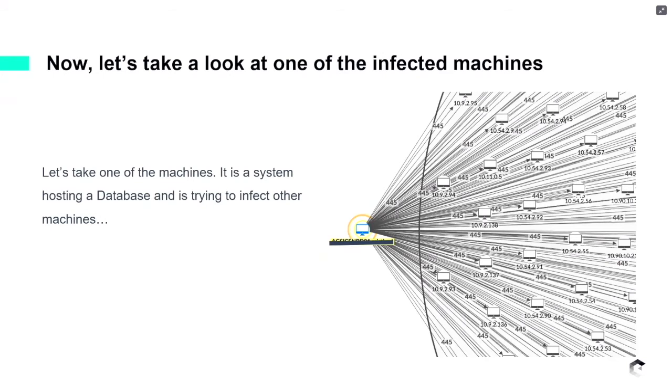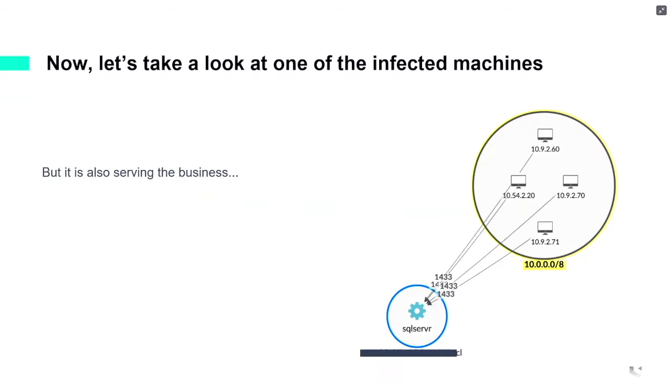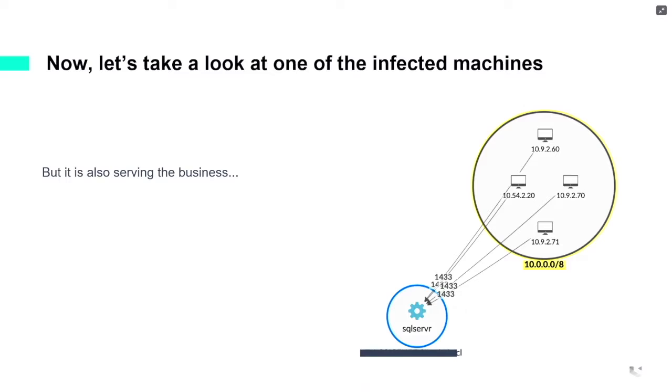So now, if we move to the other side, this is one of the infected machines, and it's actually trying to scan and infect other machines in the network. And you can see the same pattern, right? It's pretty intensive. But this machine is also serving the business at the same time. And that's one of the key issues, if you will, in a ransomware attack. How do we separate the good from the bad? How do we keep the business running? How do we solve this ransomware attack without disrupting the business?